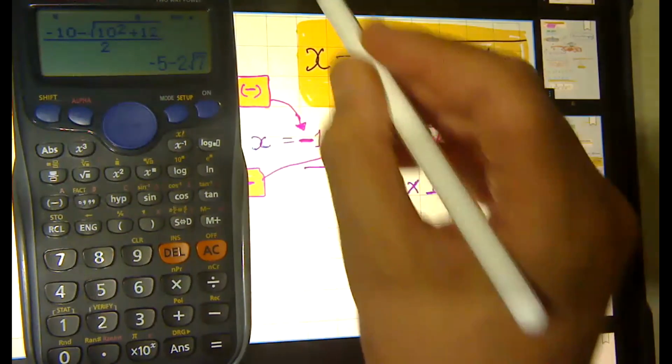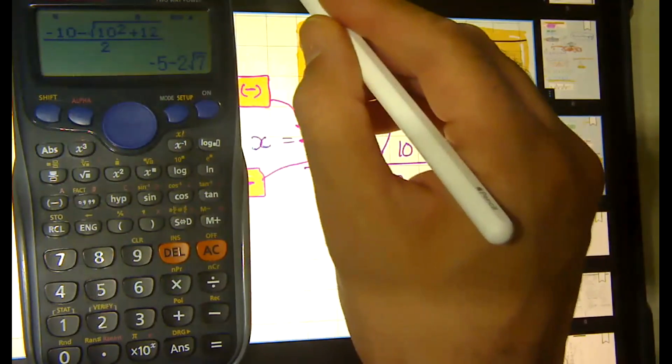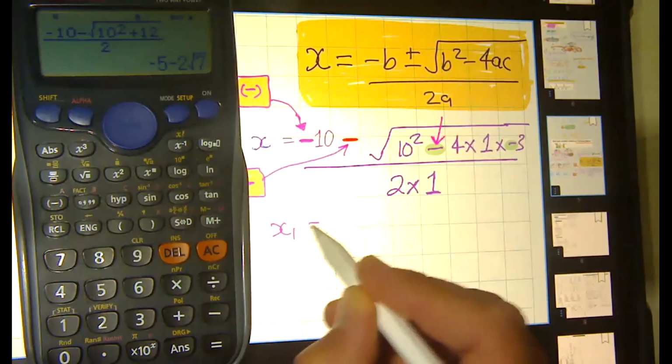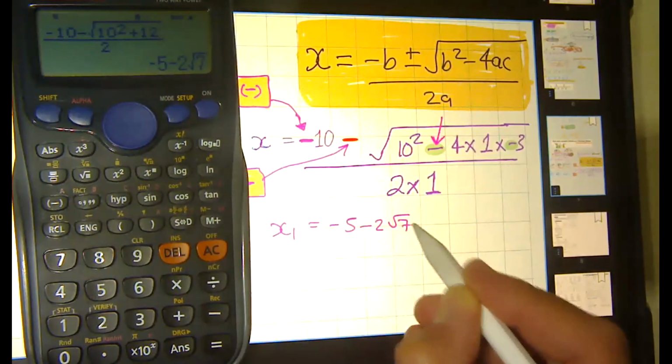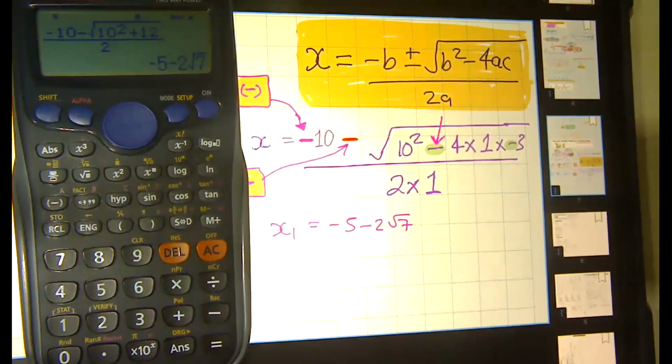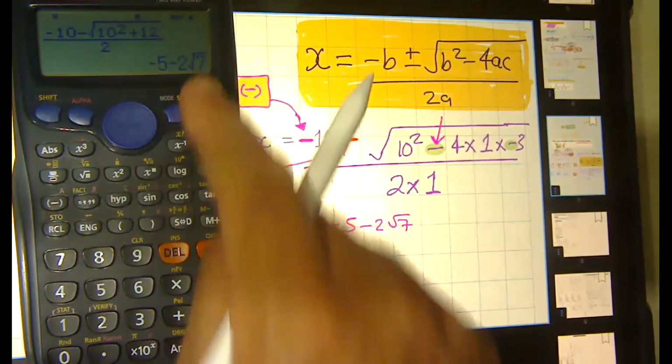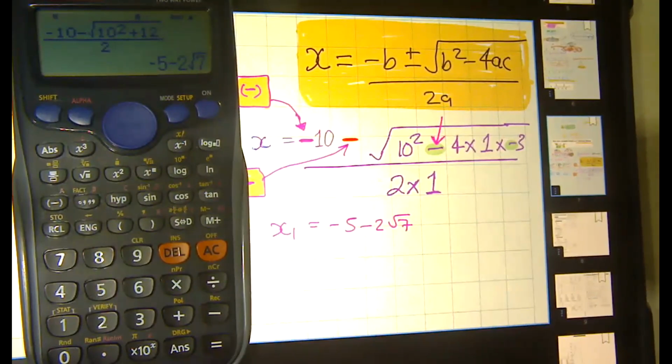So I'm going to copy that up over here. Okay, so I'm going to call that x1 equals -5 minus 2 root 7. I know the question says do it to, how many decimal places was the question? 2. So how do I change this into a decimal number, Ibrahim? The SD button. Press the SD button. Okay, I've done that. What's that give me?